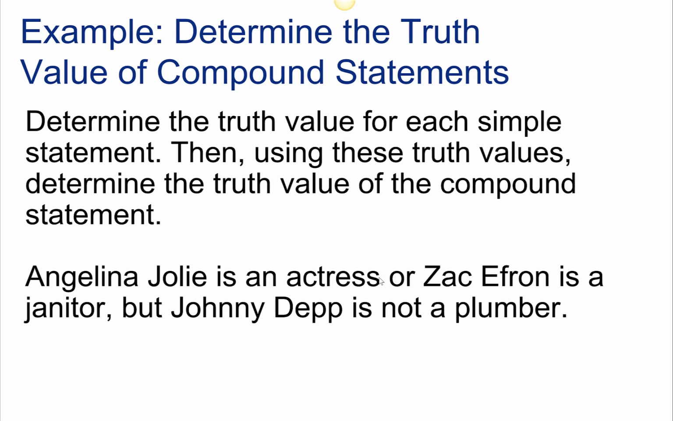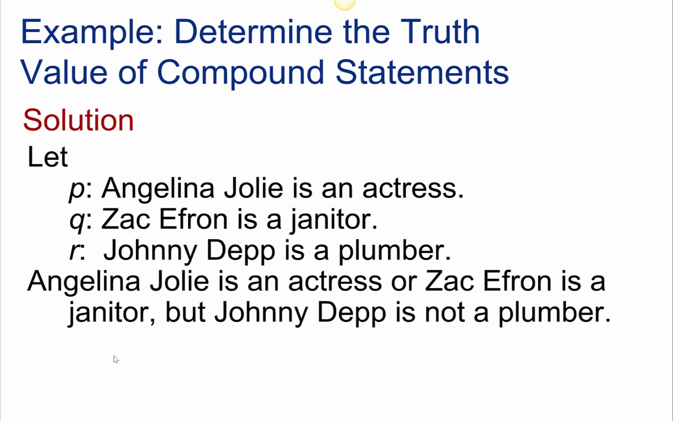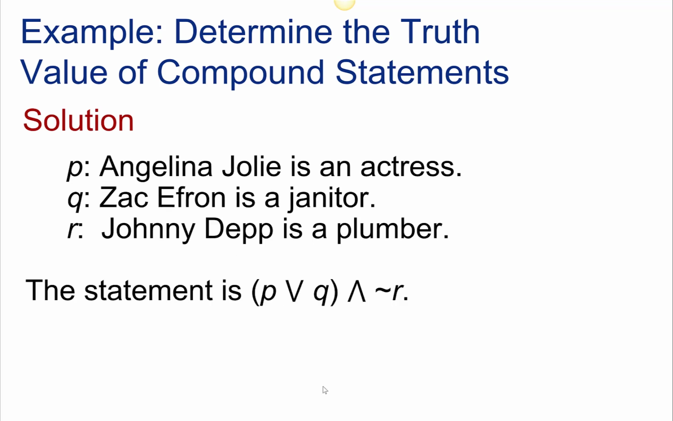Determine the truth value for each of the simple statements, and then using those, determine the truth value of the compound statement. Angelina Jolie is an actress, or Zac Efron is a janitor, comma, but Johnny Depp is not a plumber. So here's my 3 simple statements, and here's the compound statement. Angelina Jolie is an actress, or Zac Efron is a janitor, but Johnny Depp is not a plumber. And we can write this as: P or Q, in parentheses, but means and, not R. Now, truth values.